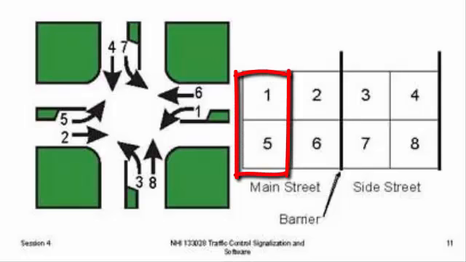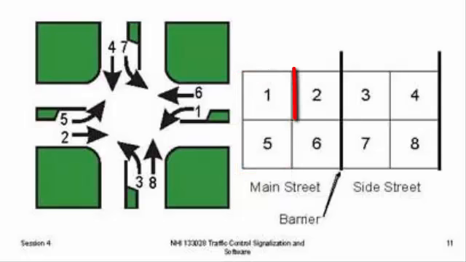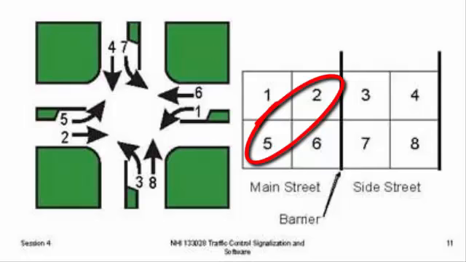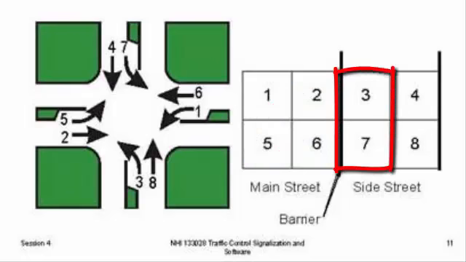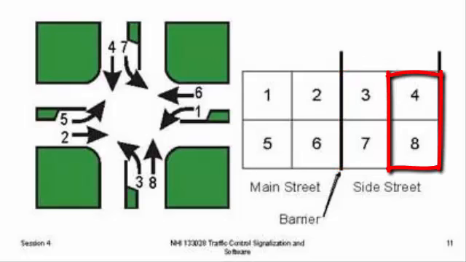Numbers 1 and 5 are used to designate the main street left turn phases, while numbers 2 and 6 are used to designate the main street through phases. Phases 1 and 6 are located on the same approach, while phases 2 and 5 are located on the opposite approach. Numbers 3 and 7 are used to designate the cross left turn phases, while numbers 4 and 8 are used to designate the cross street through phases.